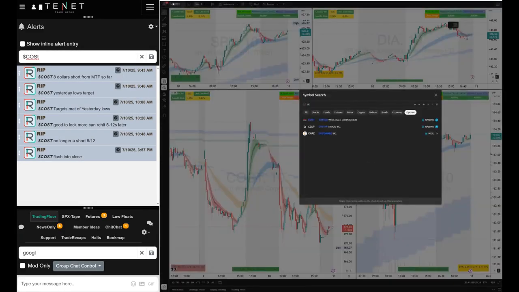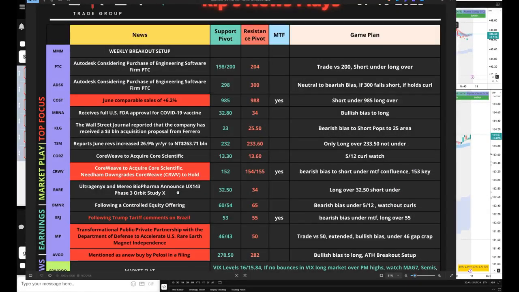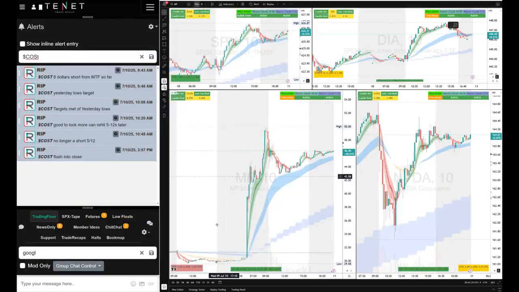The next one we're going to look at is MP. So what was MP? MP was on our plan because it was gapping up because of that news on rare earth, Department of Defense. Whenever they talk about rare earth, MP starts to go. So the plan was to trade versus 50, extended bullish bias, under 46 is a gap and crap. So that was the plan.